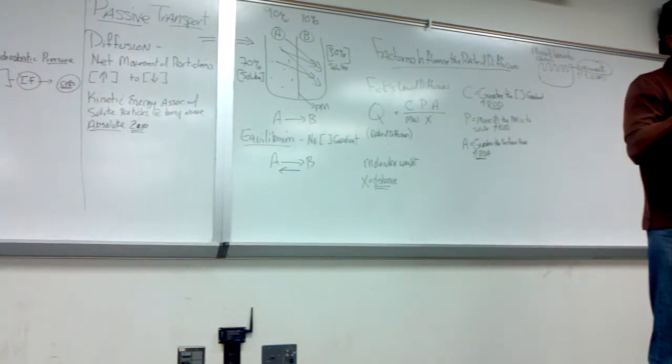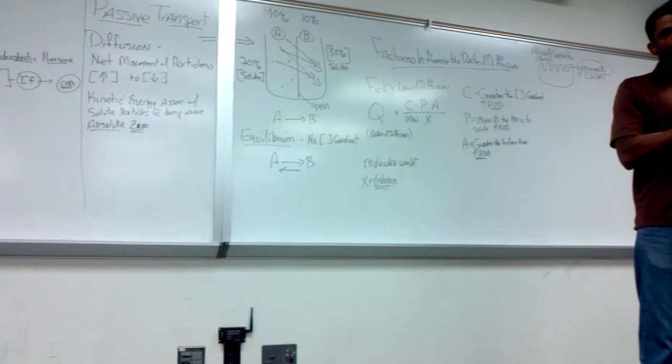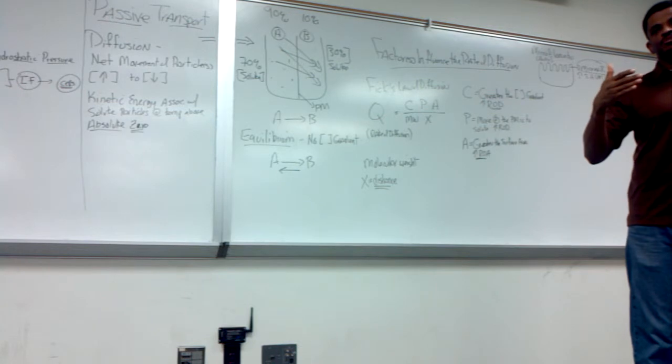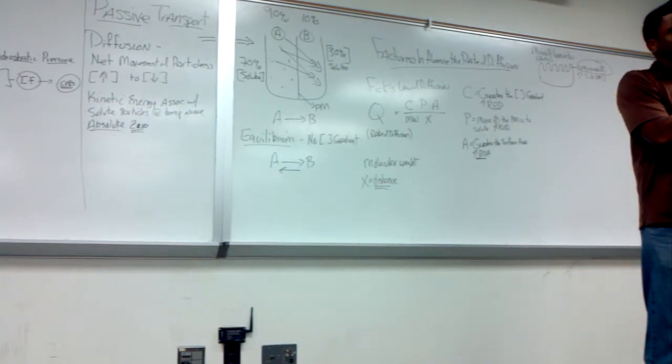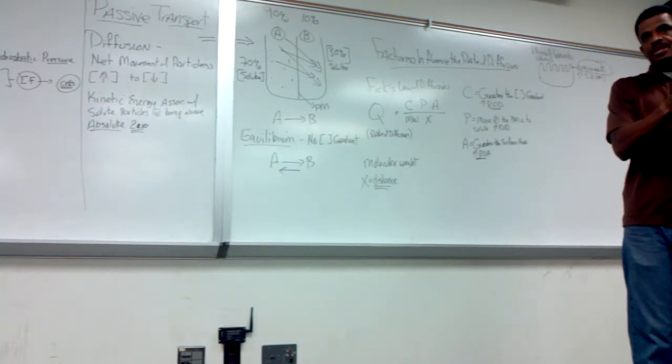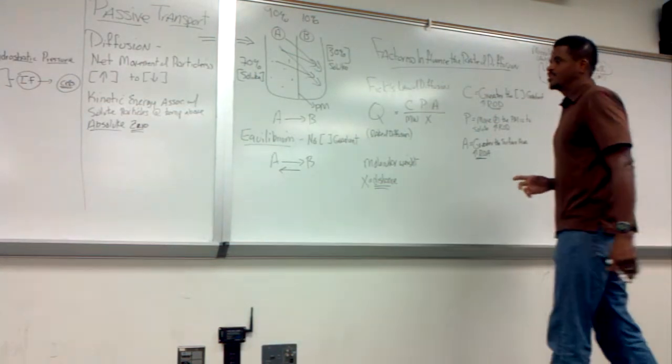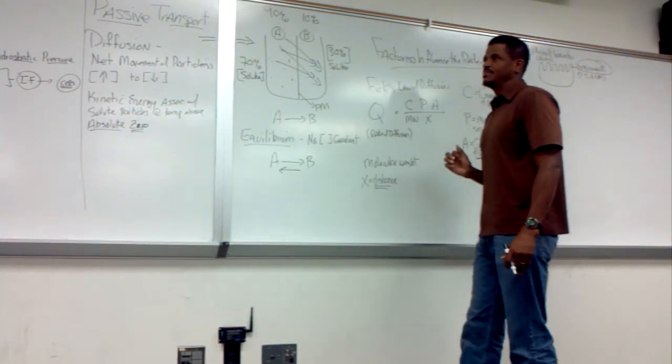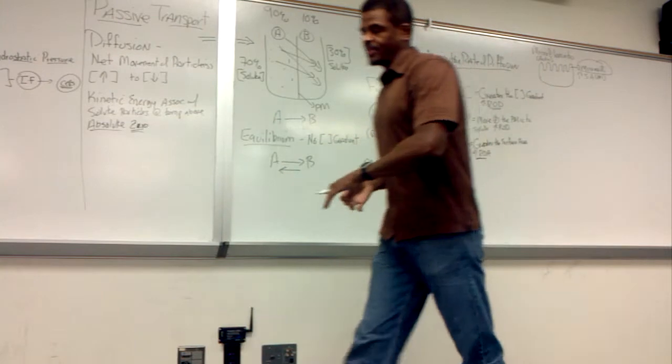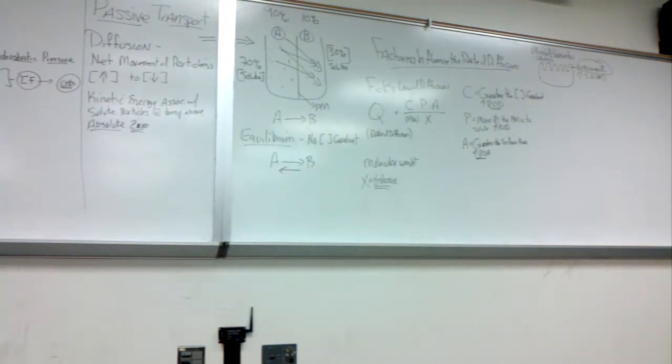Diffusion. So when we think about diffusion, it's an efficient means of transporting material across the plasma membrane over what? Short distances. Are you okay with that? And it's very efficient because we're not using energy in the form of ATP. We're harnessing the energy associated with a concentration gradient.